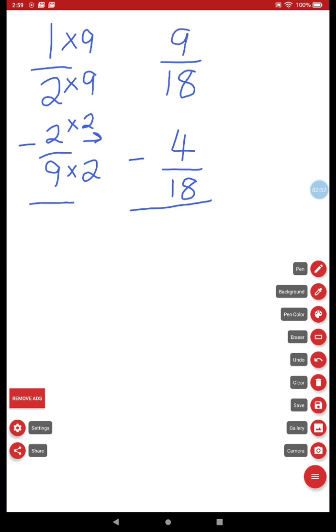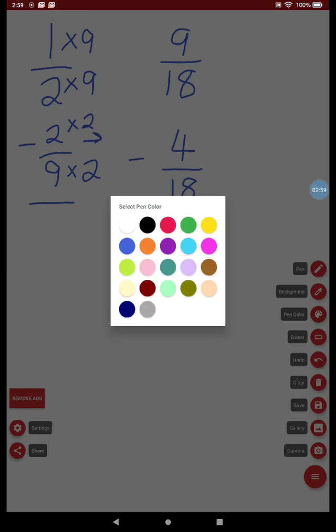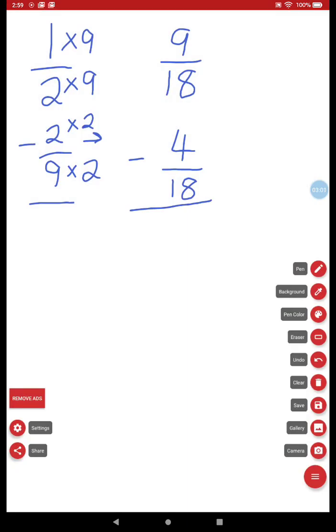All right, now that I have a common denominator, I can go ahead and crunch the numbers. Denominator is going to stay the same. And now I subtract the numerators. 9 subtract 4 gets me 5. 5/18. I need to ask myself, can 5/18 be simplified? Well, 5 is prime, so can 5 fit inside of 18 equally? No, it can't. So 5/18 is my answer.